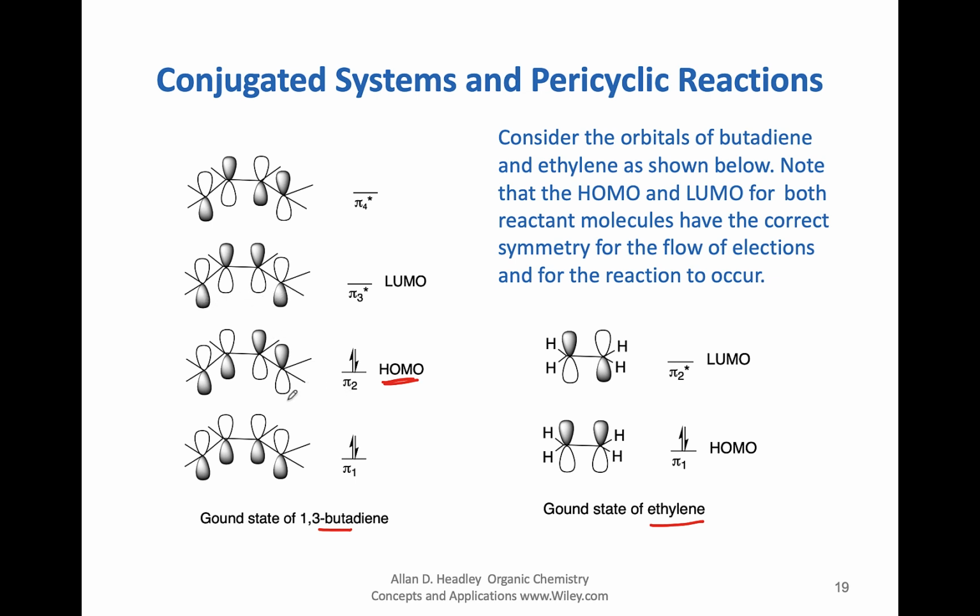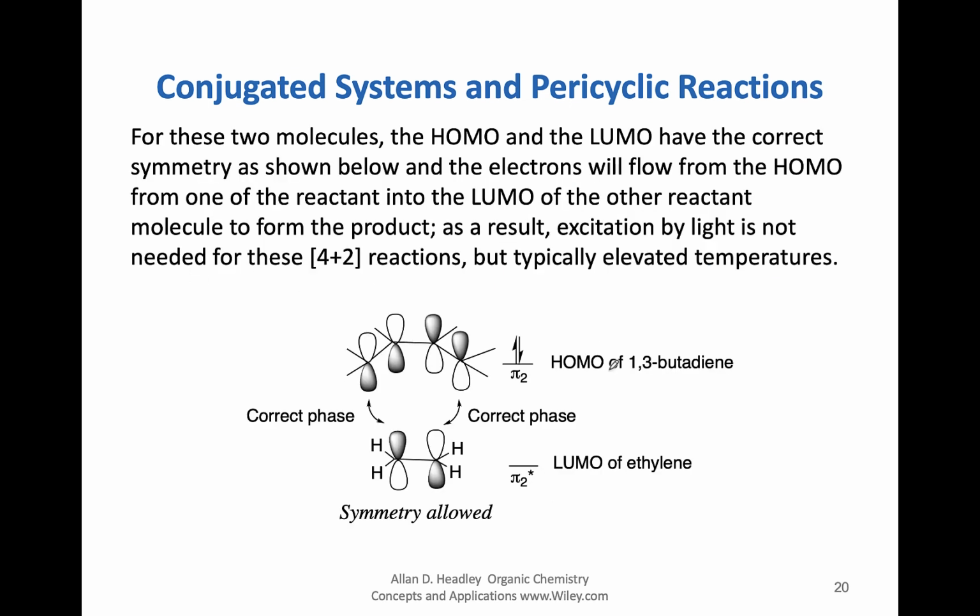Another analysis we can use is the HOMO of butadiene. Notice this is down and that's up here. So this is shaded, unshaded. And the LUMO here, this is unshaded and that's shaded. So let's see if it's symmetry allowed.